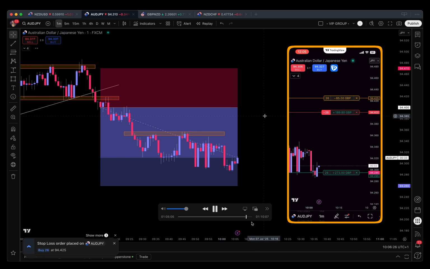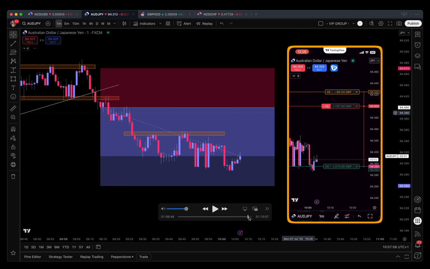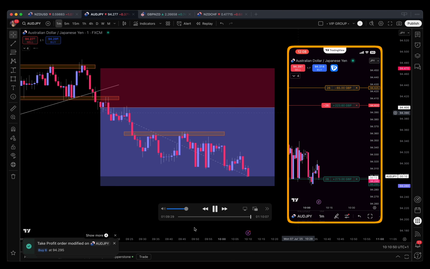As you can see, I also adjusted my stop loss once again because the price has been dropping beautifully down. And in this case, very soon my take profit was hit on this beautiful AUD Japanese yen trade.